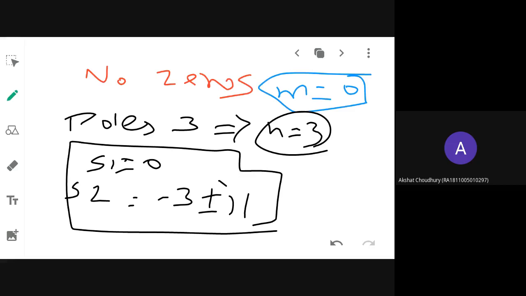But the given problem has minus 3 plus or minus j1 only, and you are saying j2. One only. See, do the calculations properly. If you are doing this first step itself wrong, then what will happen, Akshat? All have got minus 3 plus or minus j1. Yes, ma'am.